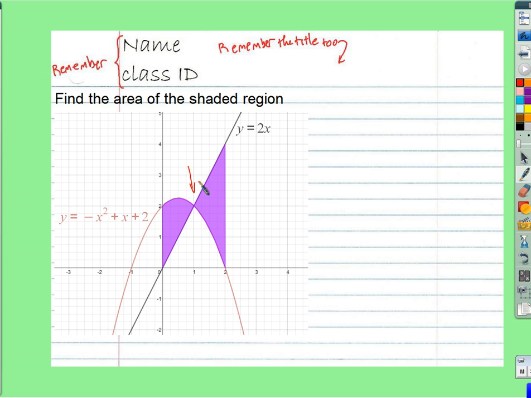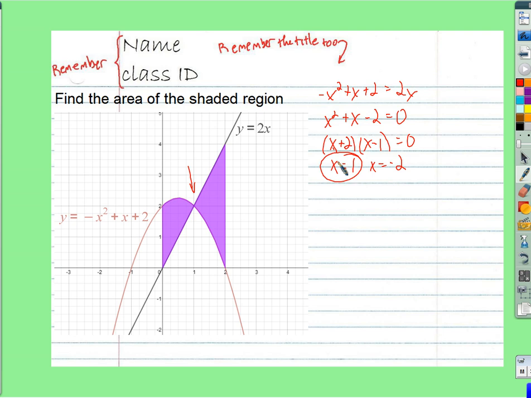How are we going to verify that? Set the two functions equal to each other. So negative x squared plus x plus 2 equals 2x. Put everything on one side, 0 on the other: x squared plus x minus 2 equals 0. That factors as x plus 2 times x minus 1, so x equals 1 and x equals negative 2. They intersect at those points, and it looks like they also intersect down here at negative 2.